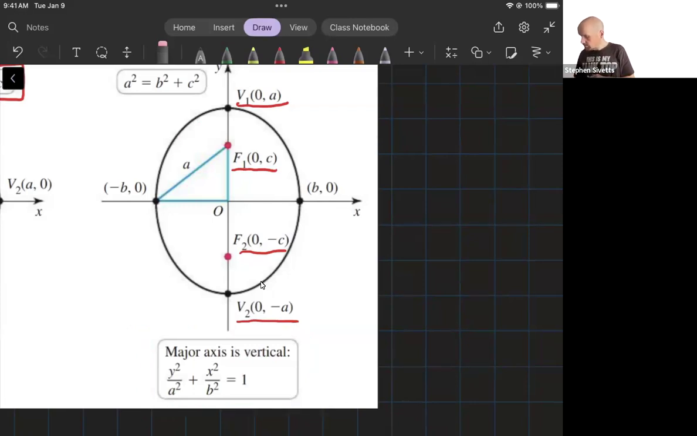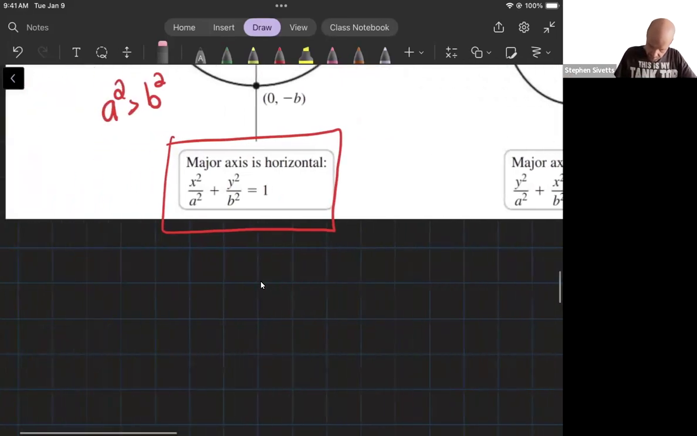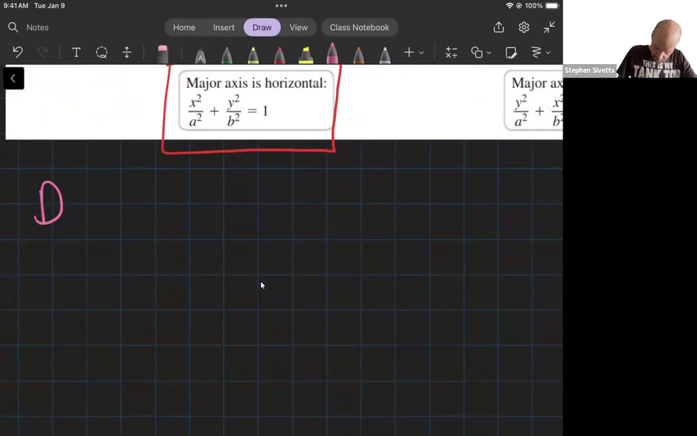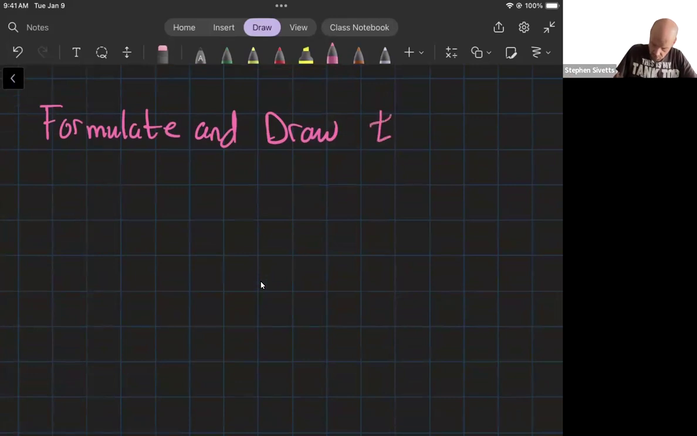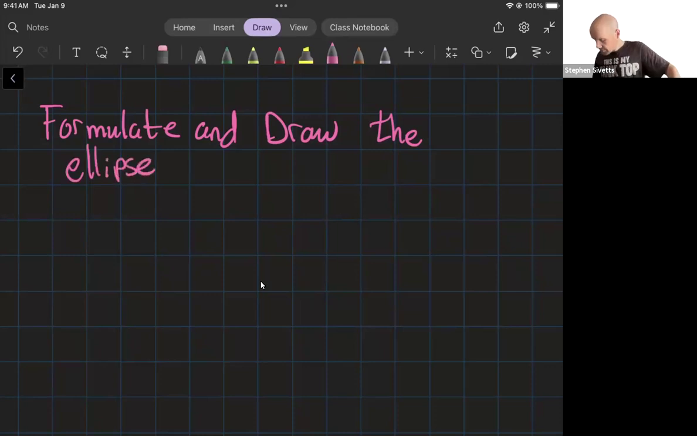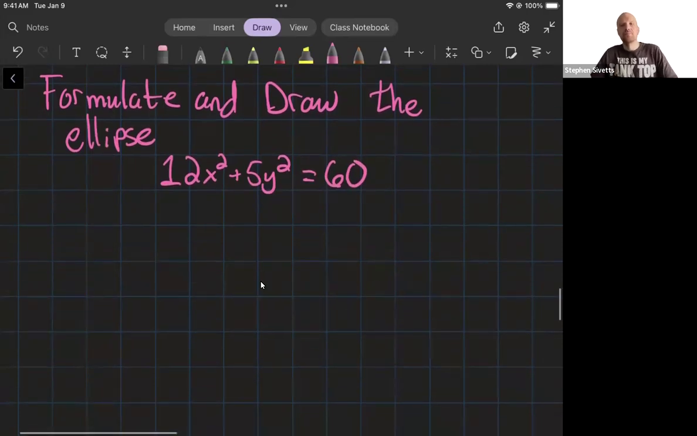So let's look at an example. Formulate and draw the ellipse 12x squared plus 5y squared is equal to 60.